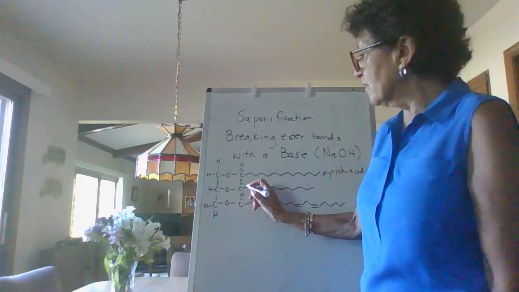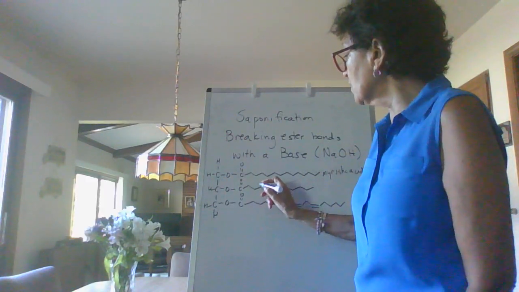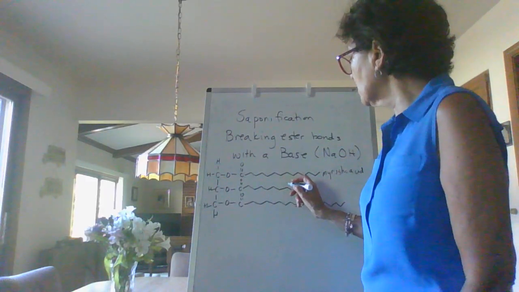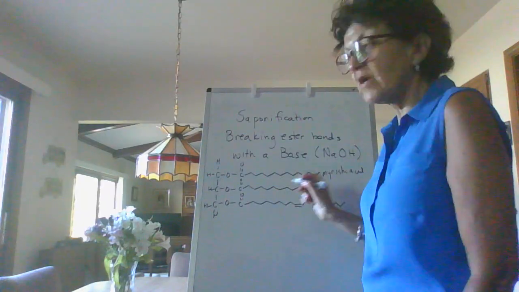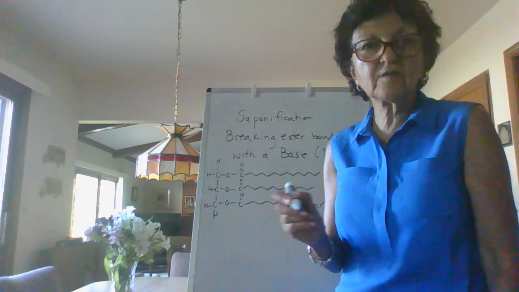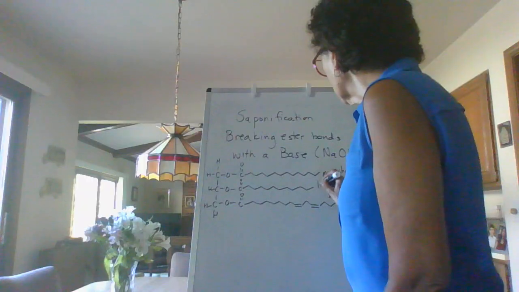Then you look at this one. Carbons 1, 2, 3, 4, 5, 6, 7, 8, 9, 10, 11, 12. 12 carbon saturated fatty acid. This is lauric acid.